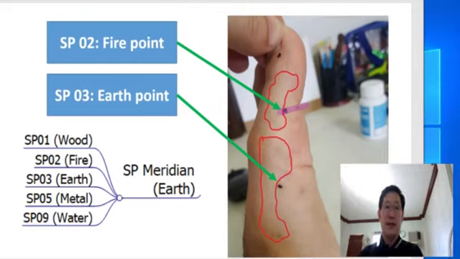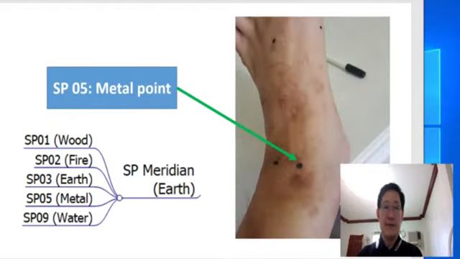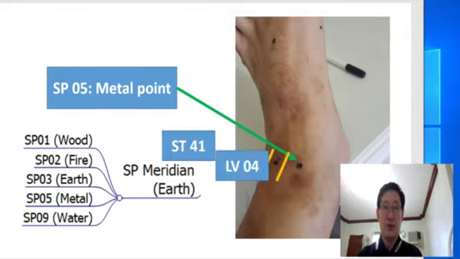And next one, the metal point of the spleen. How to find the metal point of the spleen? Previously I told you about the liver point. The liver point is here, just across the tendon. But SP05, the metal point, is before the tendon.